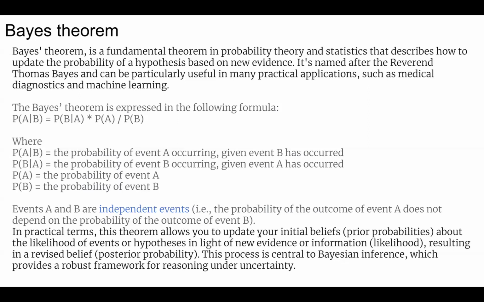So this theorem allows you to update your initial beliefs of the likelihood of events or hypotheses in the light of new evidence or information that you come to know. This is called Bayesian inference, which provides a robust framework for reasoning under uncertainty.